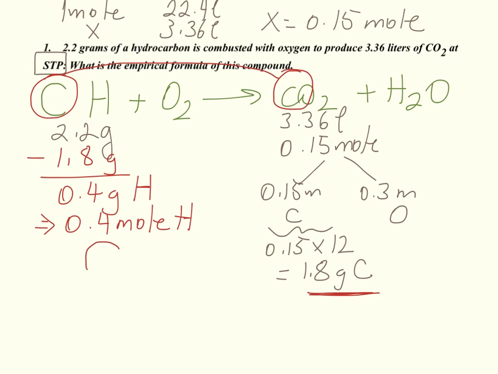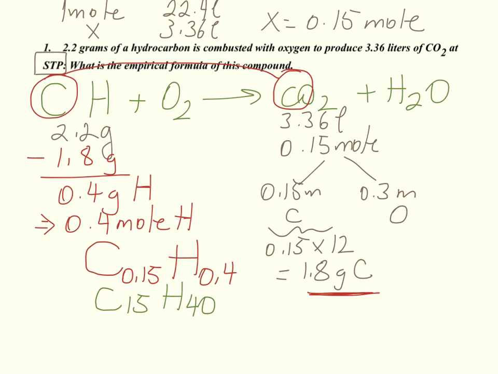We know that carbon is 0.15 mole. We can write it in the subscript. We know that hydrogen in our compound is 0.4 mole. We can again write it in the subscript. But we cannot have decimals in the subscript, so the best way to change these to whole numbers would be to multiply first by 100, C15, H40, and then divide by a common number like 5.